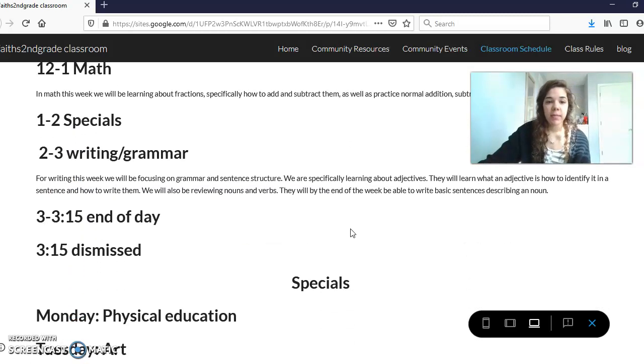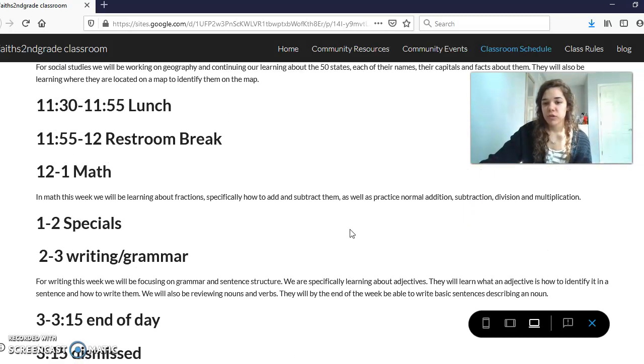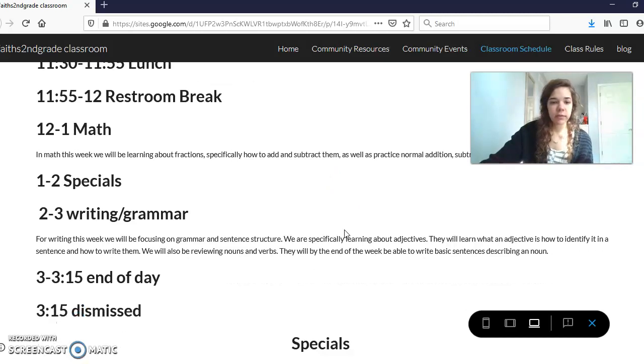12 to 1 is math, and in math this week we're going to be specifically focusing on fractions, how to add and subtract them. This is new for the students, so we're going to definitely be working hard on that. And then they're going to review addition, multiplication, division, and subtraction.